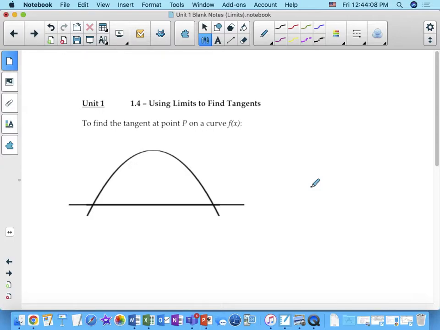So let's say we wanted to find a tangent, the slope of a tangent at a specific point on the curve of a function. So I'm just going to put it over here. And we don't know what that point is, so let's say I have an axis here. It doesn't really matter what the axis looks like, but over here, this would be an x value of, let's call it a, and this would be f of a.